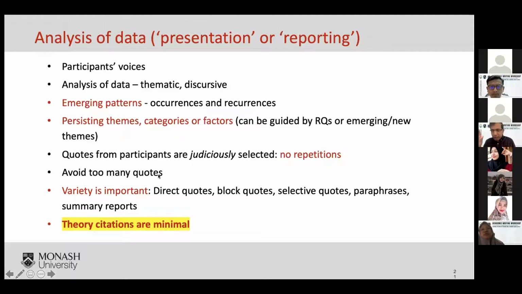If you have too many quotes in the analysis, it means you are kind of hiding behind the quotes. It's like quotes are speaking by themselves. You have nothing to say. Don't do that. The most important point in the analysis of data section in a research journal article is you don't make citations to the theories here. You make citation to the theories in the literature review. And then later on in the discussion, maybe a little bit in the conclusion, but not in this section. No, right?